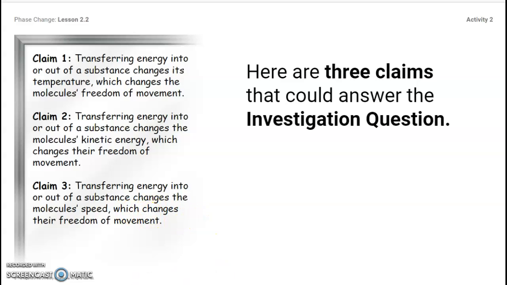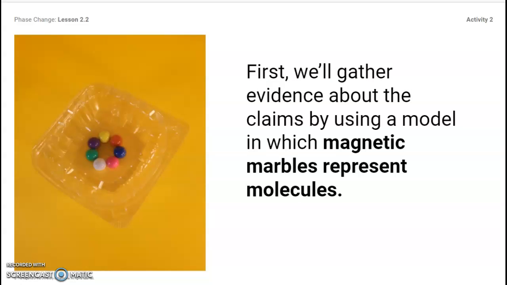We're going to look for evidence that supports or refutes these claims by using both the hands-on activity and a sim, and each claim relates to a variable in the sim. You may find evidence that supports more than one of these claims, but let's see what we find out. First we're going to gather evidence about the claims by using a model in which magnetic marbles represent the molecules in a phase change or in a material. Then we'll use the sim to further visualize these molecules.